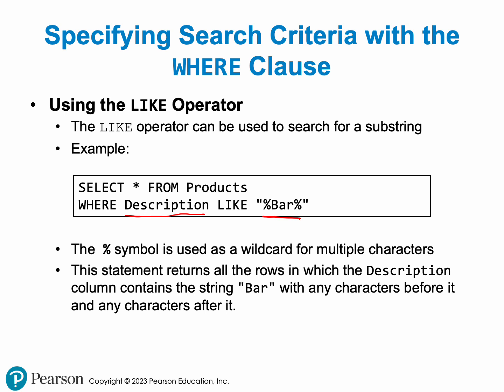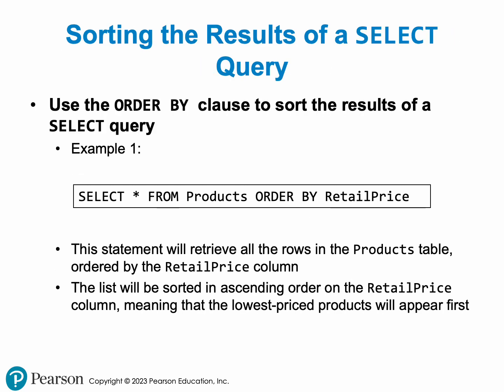The actual percentage signs, those are what we call a wildcard for multiple characters. So that just means that any characters can be either in front or after the word bar. Order by will sort the result that you're getting displayed to your screen. Order by is usually going to be sorted in ascending order. However, you can also specify either ascending or descending order. We will focus on that in the next class. I'm just showing you that it is possible to order your rows that are being displayed.